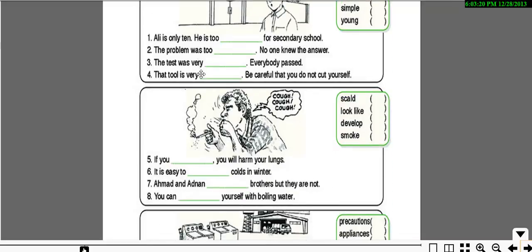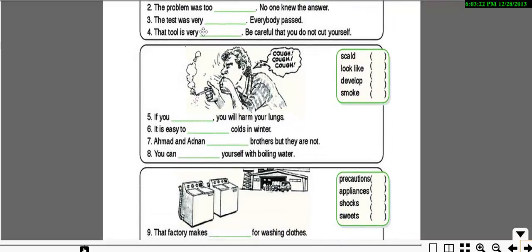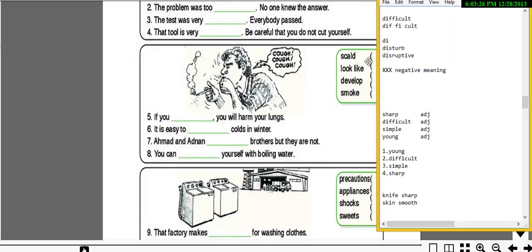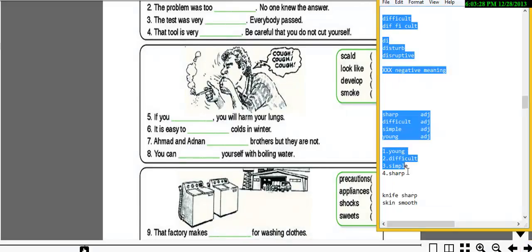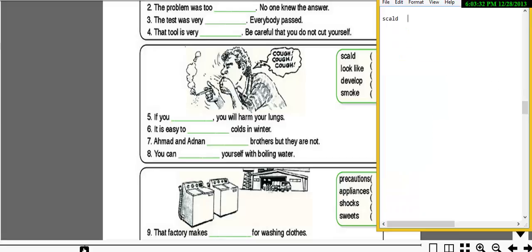Now let's move on to the second one here. Number 5, if you... Oh, okay, let's get to the words again. Sorry for this part. Now, scold is a noun. And in the past, it can be a noun most likely here. It can be a verb. Let's just see, and we're not sure.